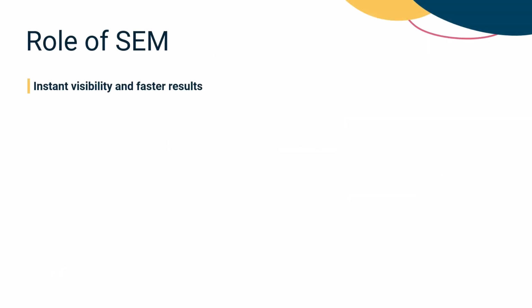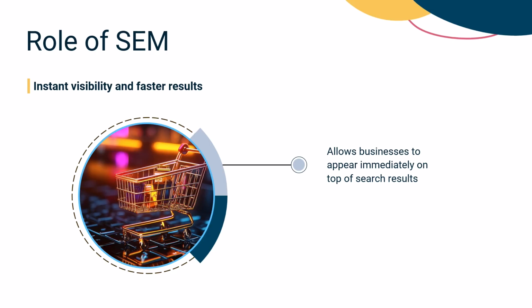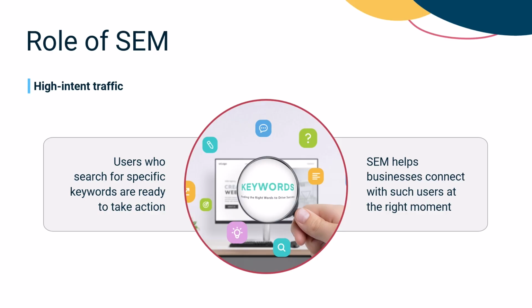SEM plays a crucial role in digital advertising for several reasons. SEM allows businesses to appear immediately at the top of search results by paying money for keywords of their choice. This feature is handy for new businesses that need quick traffic and conversions. Users who search for specific keywords are often ready to take action, whether by purchasing or requesting information. SEM helps businesses connect with such high-intent users at the right moment.